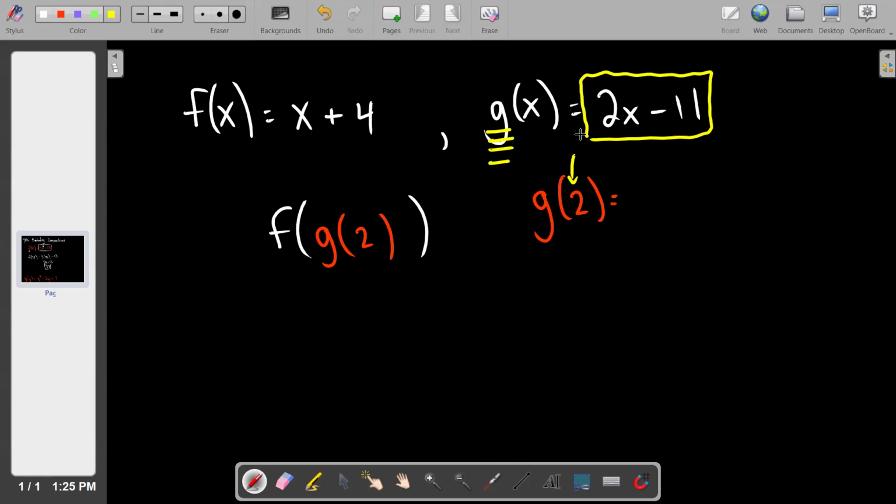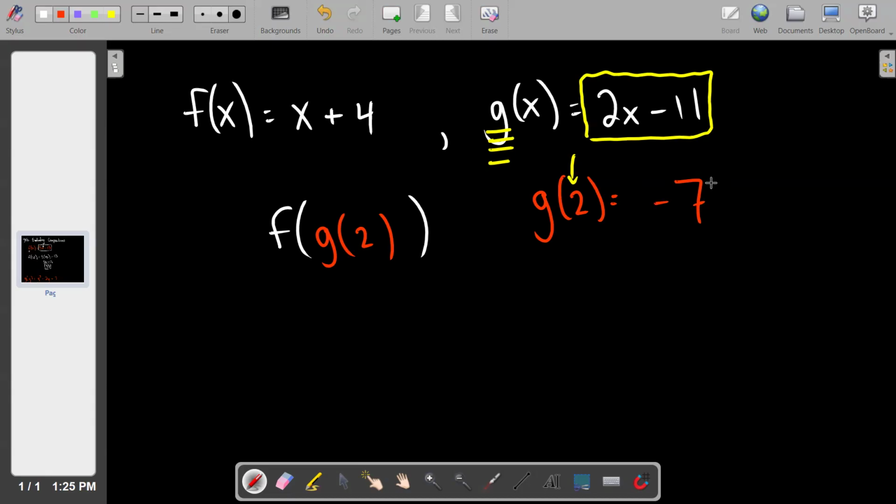Now help me with my math. I struggle with numbers. If I put 2 right into that yellow box where it says x, what is 2 times 2? What is 4 minus 11? The answer is -7.